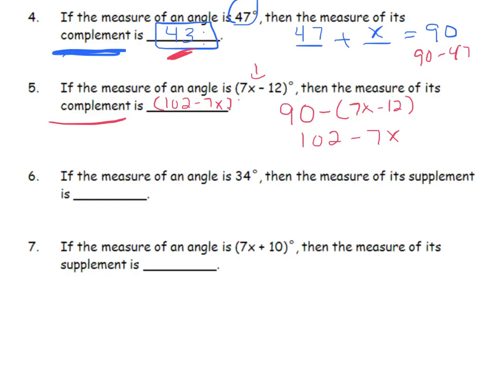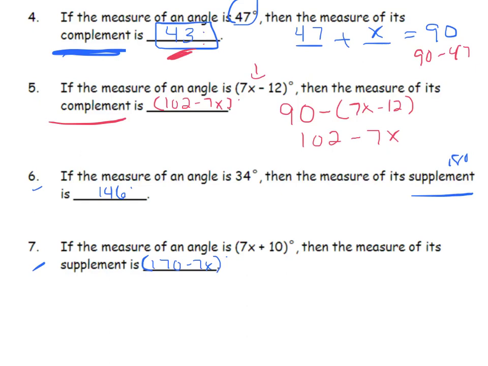So for number 6, very, very similar. If the measure of an angle is 34, find its supplement. The only difference here is the word. We don't have complement, we have supplement, meaning they should add to equal 180 degrees. I would like for you to please finish up 6 and 7. We'll come back together, see if we have the same answers.